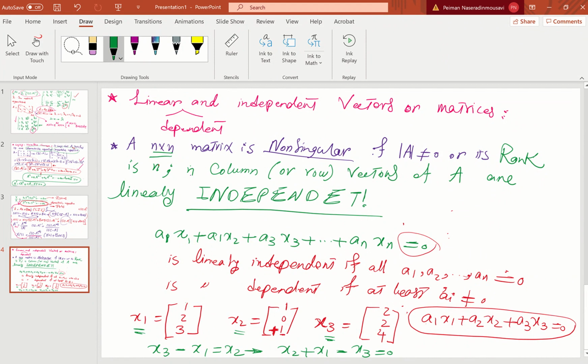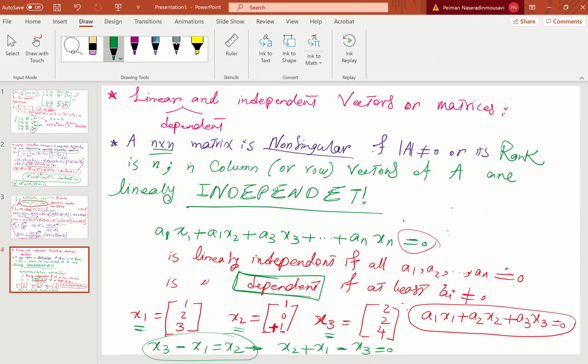So you see that not only one of the a's here, all 3 of the a's are non-zero. So these vectors are linearly dependent vectors. Understand? Clear? Because there is a correlation between the vectors. See that relation here? Understand?